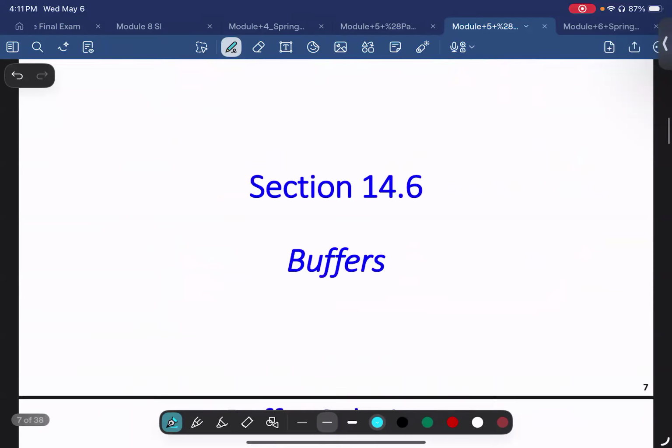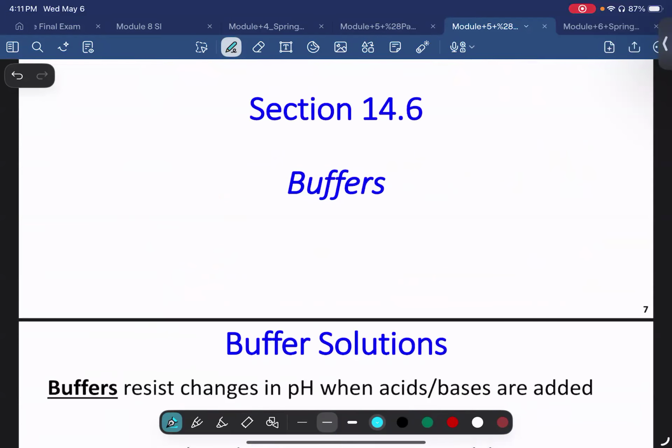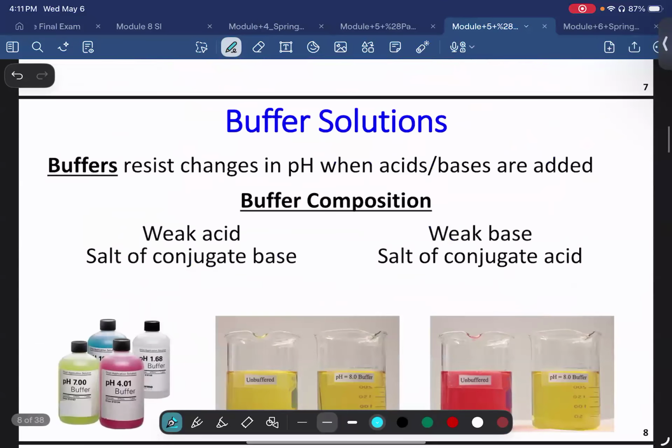Now we're talking about buffers. So the concepts of buffers, right? There is going to be a question regarding composition of buffers. And I don't want you guys to get this wrong. Please don't get this wrong, because this is a very simple question. Buffer composition, right? You have to have a weak acid and its conjugate base, or a weak base and its conjugate acid. Okay? That's it.